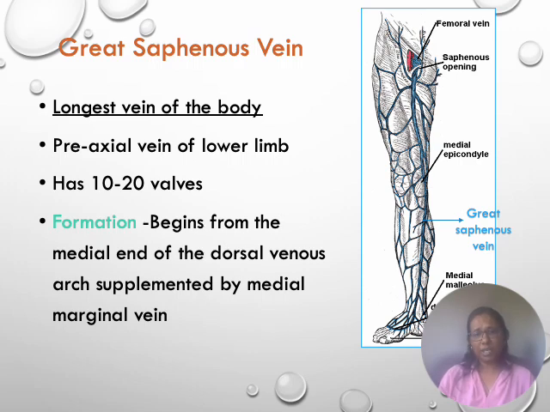Formation: it begins along the medial aspect of the foot region as a continuation of the medial end of the dorsal venous arch, supplemented by the medial marginal vein. What is this medial marginal vein? It is the dorsal distal vein of the big toe.